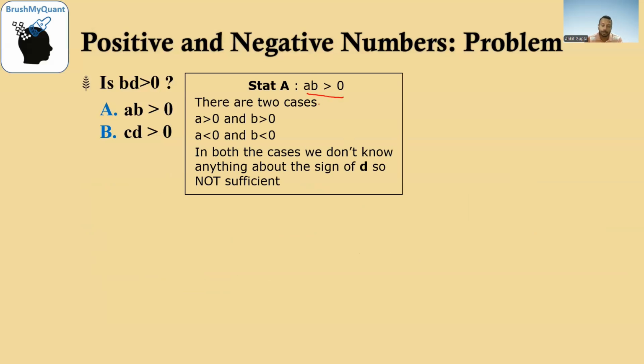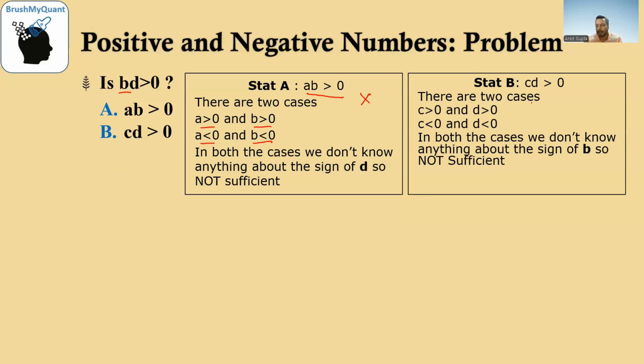And we know that there will be two cases here, and both A and B will have the same sign. So either both of them are positive or both of them will be negative. Now in this case, first of all, I don't know the exact sign of B, and I don't know anything about the sign of D, right? So definitely I cannot solve the problem alone using statement A.